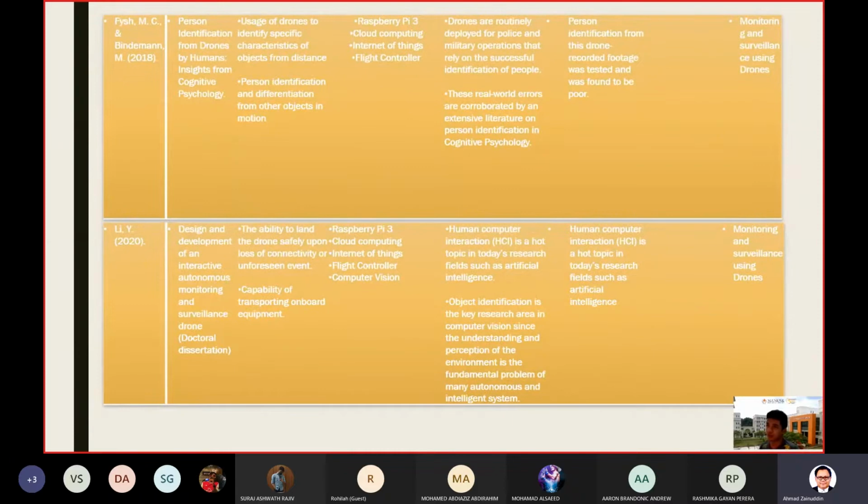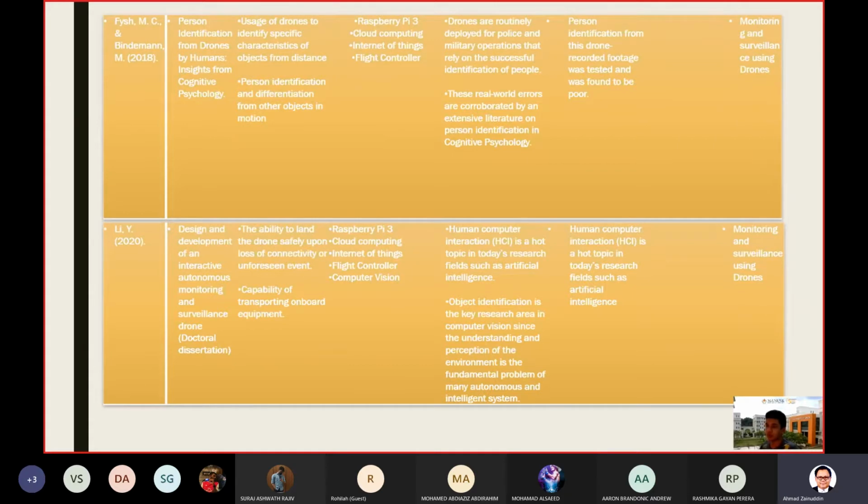Another research paper I came across is person identification from drones by human insights from cognitive physiology and psychology, where I can come up with some algorithms to differentiate people in the water from objects, because in sports areas there could be many objects floating on the water, so it's important to identify a drowning person from a normal object.